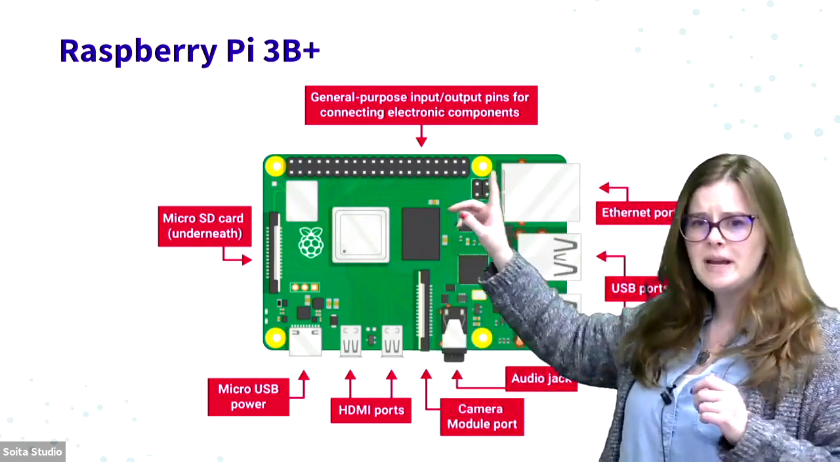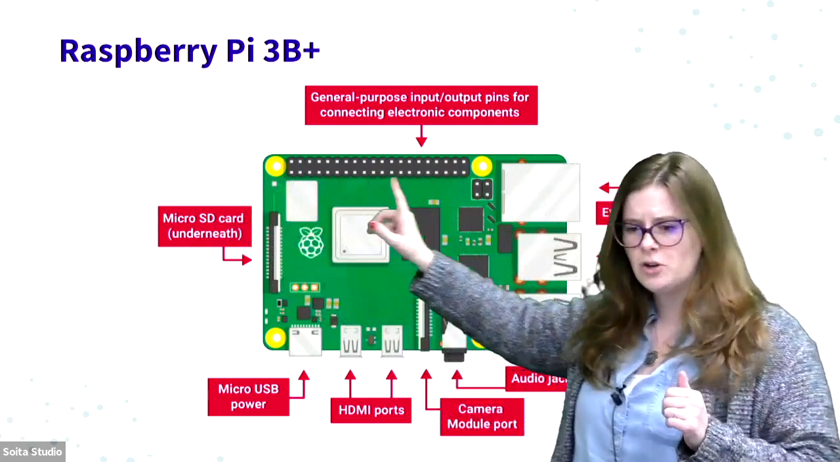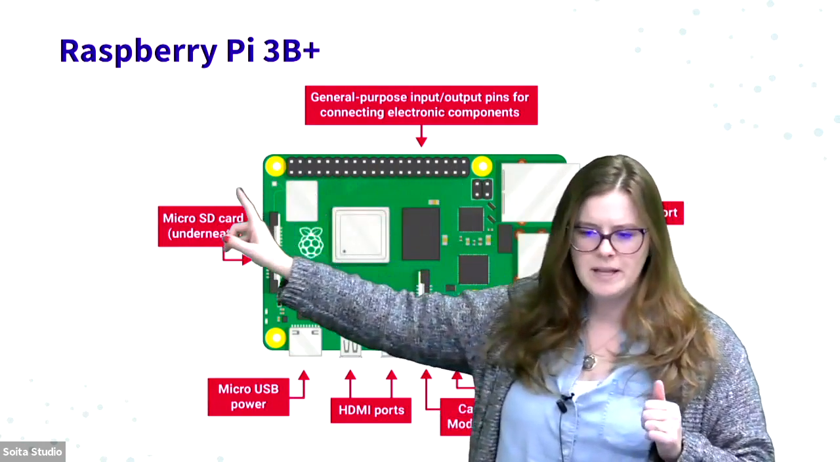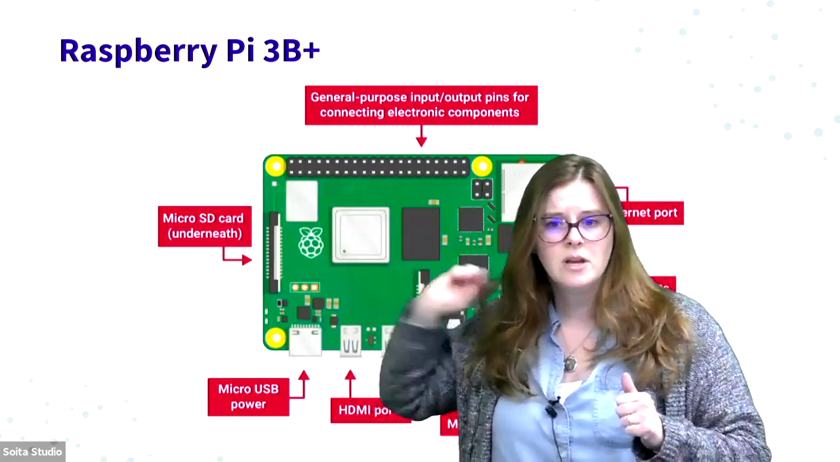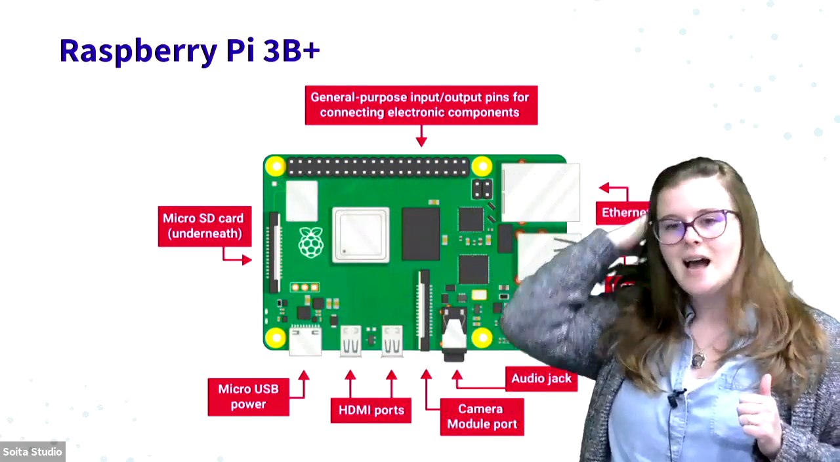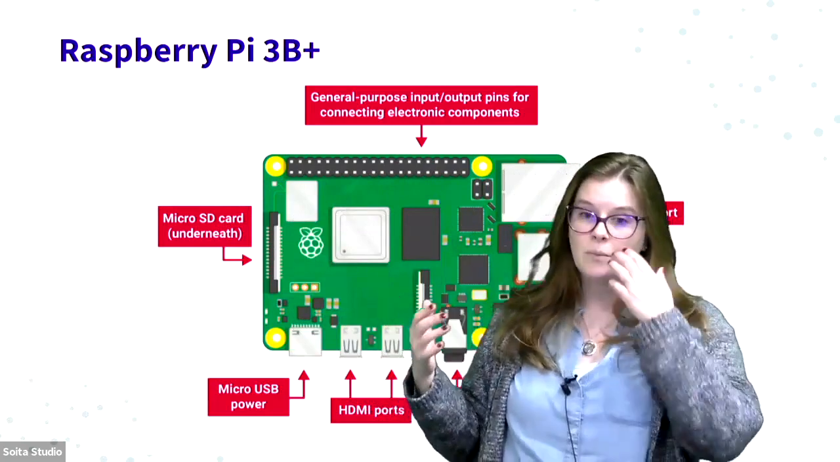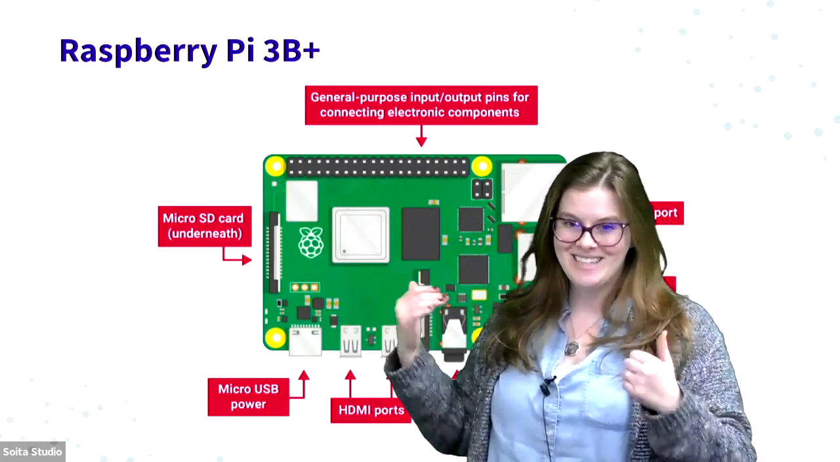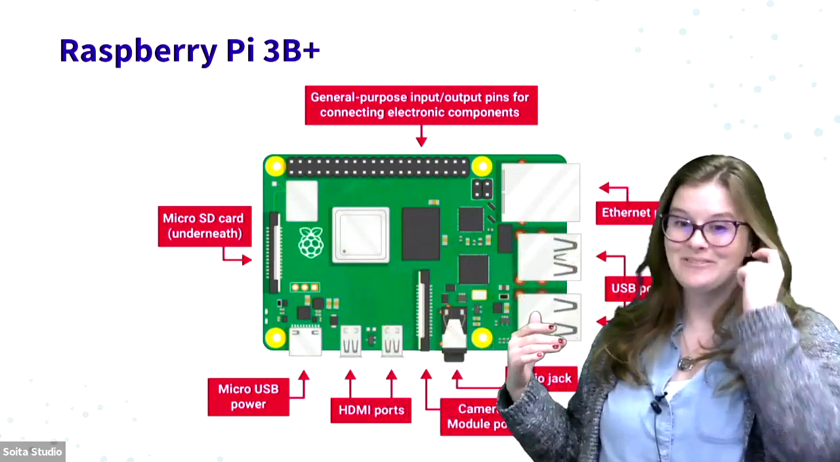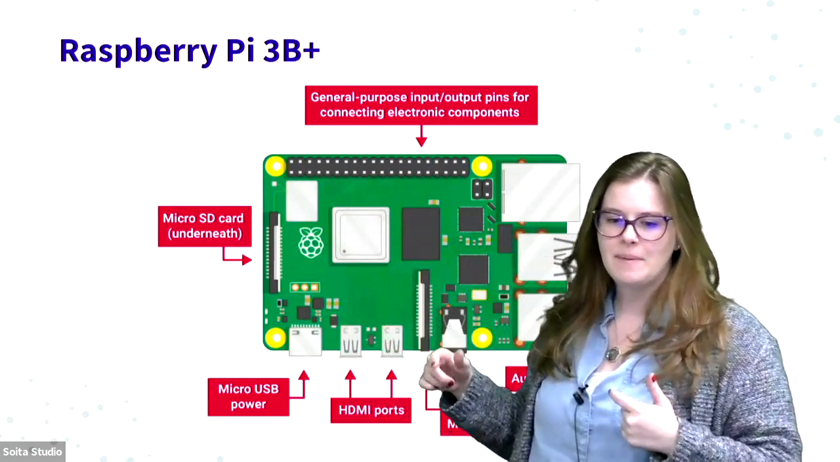You've got your GPIO pins here. Those are your general purpose input output pins. That's going to allow you to connect other electronic components. It's going to allow you to utilize breadboards. It also lets you put on what they call HATs, which stands for hardware attached on top, to add more functionality to the Raspberry Pi.